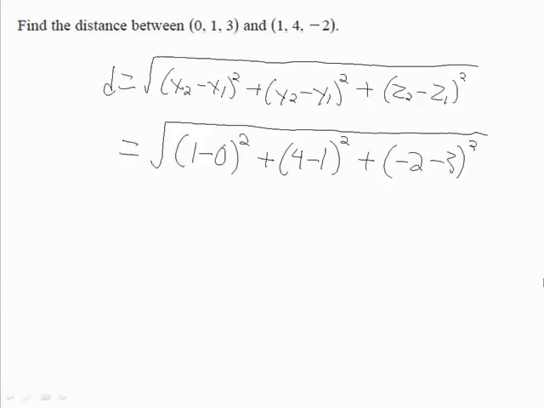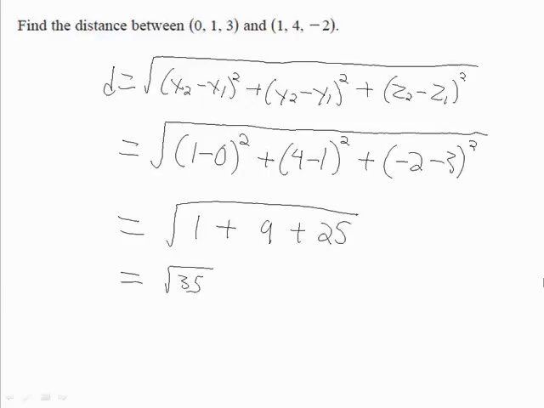This simplifies to the square root of the quantity 1 plus 9 plus 25, which equals the square root of 35. So the distance between the ordered triple 0, 1, 3 and the ordered triple 1, 4, -2 is the square root of 35.